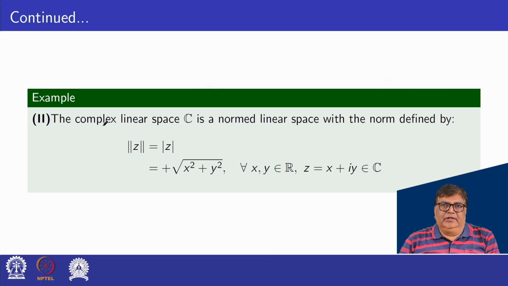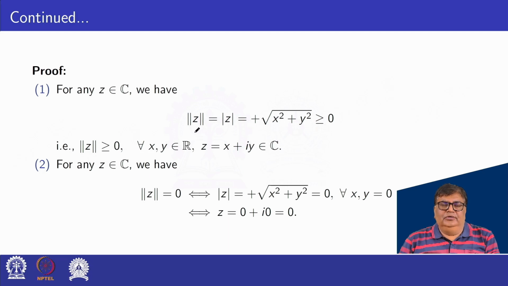Next example, the complex linear space C over C is a normed linear space with the norm defined as follows. Norm Z is equal to mod Z. If Z is equal to x plus iy, then mod Z is equal to square root of x square plus y square. Okay, mod is always greater or equal to 0, that is we have to take only the positive value of the square root. So we have to check one by one all properties of norm.